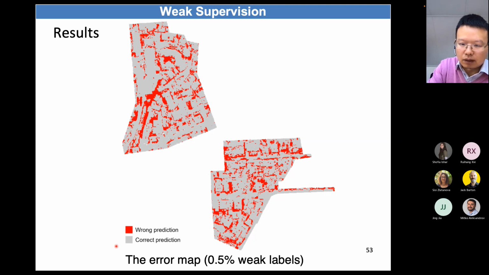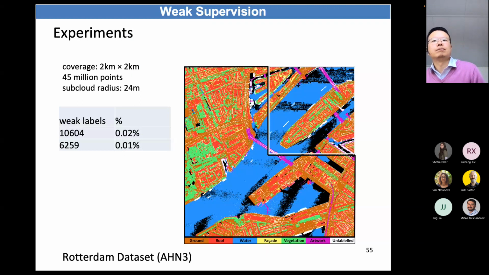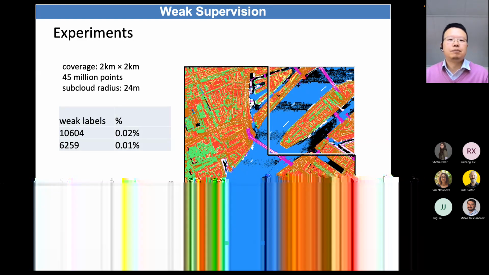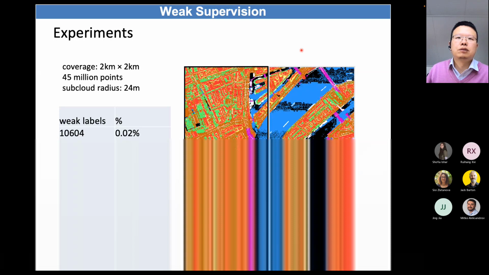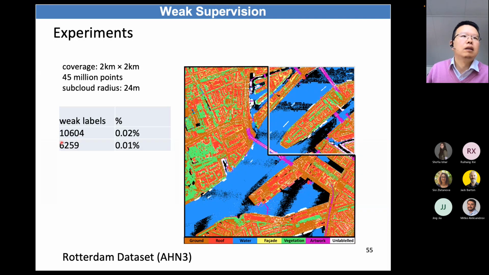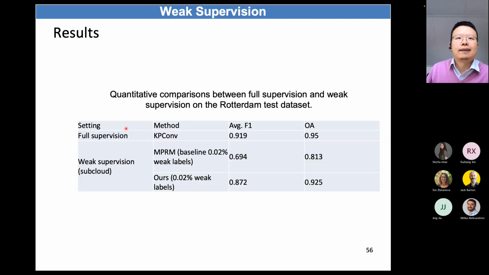I may show you another example. There's another data set we use in the paper. It's about using AHN data, on Rotterdam. This bigger area is used for training, and the smaller top right area is for testing. Here we're using even fewer weak labels, 0.02% or 0.01% of the weak labels, and this is what we can get.